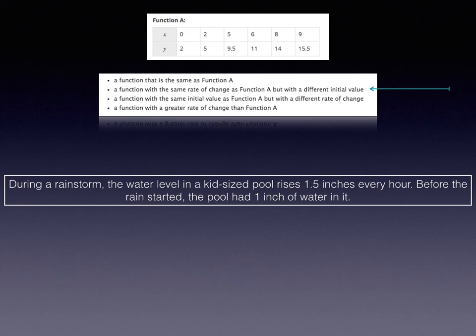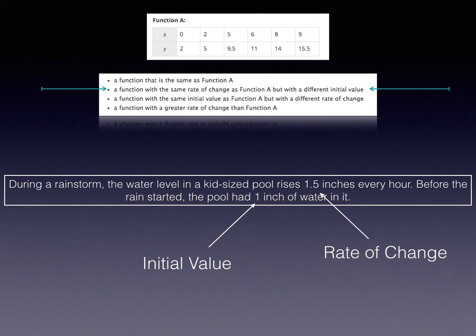So during a rainstorm, the water level in a kid-sized pool rises 1.5 inches every hour. Before the rain started, the pool had 1 inch of water in it. Well, this 1.5 inches every hour means that the water rises 1.5 inches for every 1 hour, which makes 1.5 the rate of change. And then it tells you that the pool had 1 inch of water in it to start with, and that 1 inch of water is the initial value. And so what I noticed was that the rate of change between this function 1 and function A was the same, but it has a different initial value. And so I chose that for function 1.